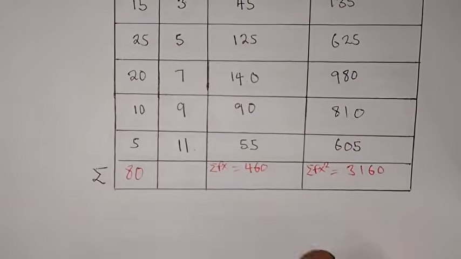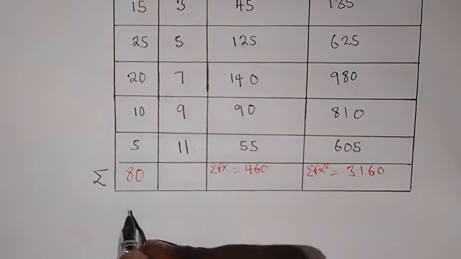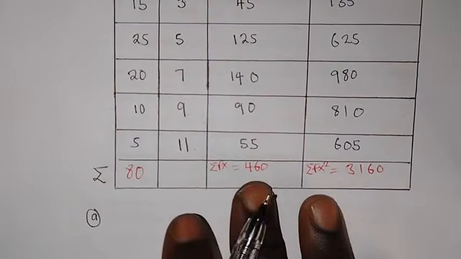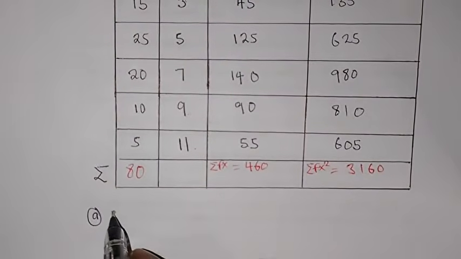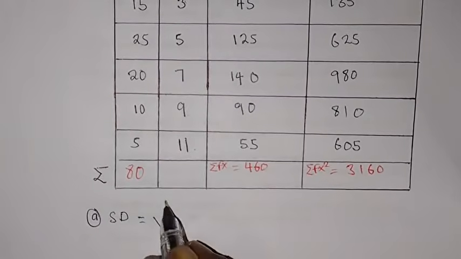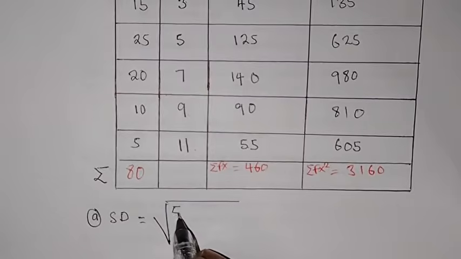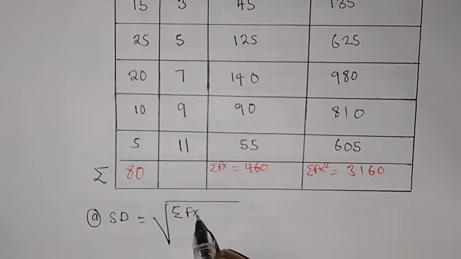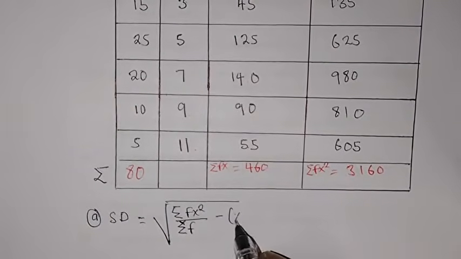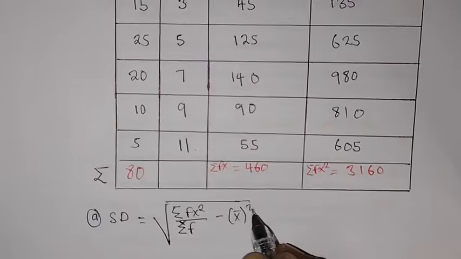Now let's go back to the formula. On the formula here, remember, this is question A that we are answering. On the formula, we said standard deviation is equal to the square root of summation of fx squared over summation of f, minus x bar, which is the mean, squared.